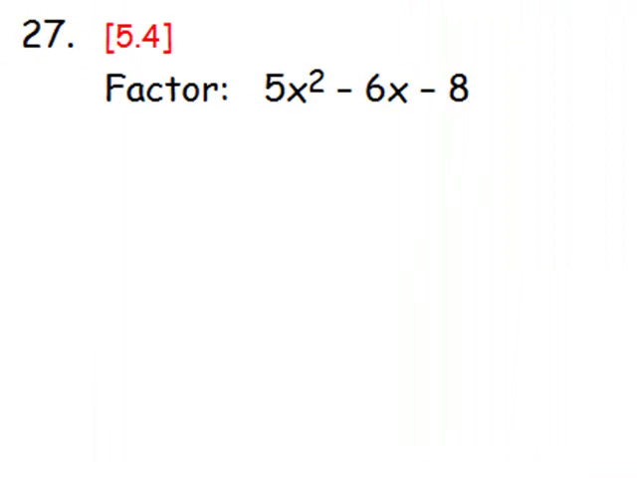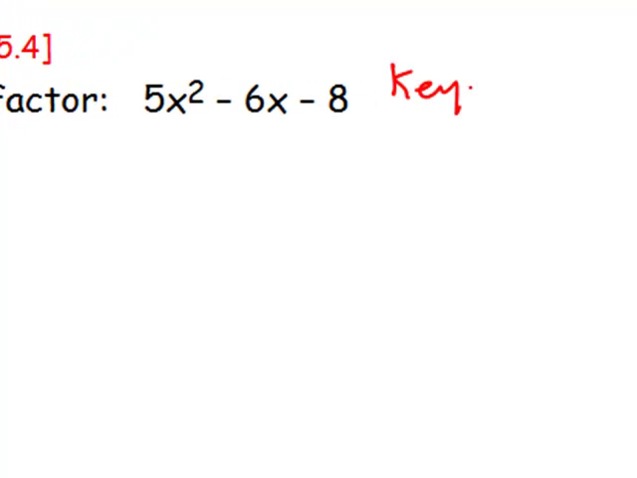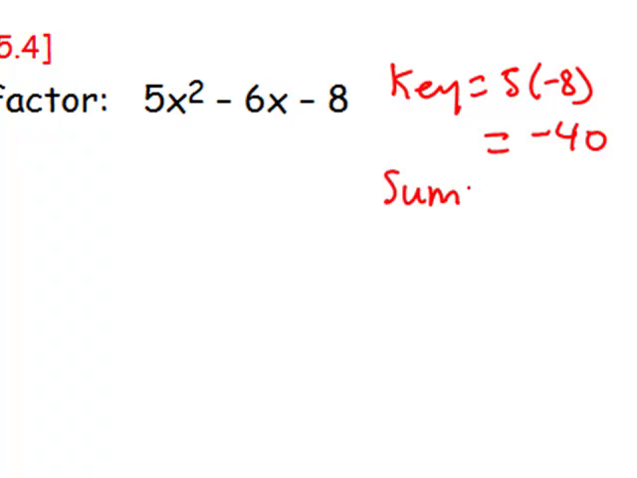Okay, here we have a trinomial, and this is from section 5.4. And what we've learned is that we must consider the factor game. And that means the key number is 5 times negative 8, which is negative 40. And we must find two factors of negative 40 that add up to the sum number of negative 6. That's going to be a negative 10 and a positive 4.